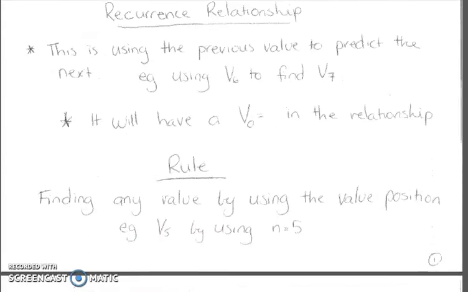A rule is when we are finding any value by using that value's position. So if we want to find V5, we need to use n as 5. So V5 would be the number value 5. So you would use 5 in the subscripts.